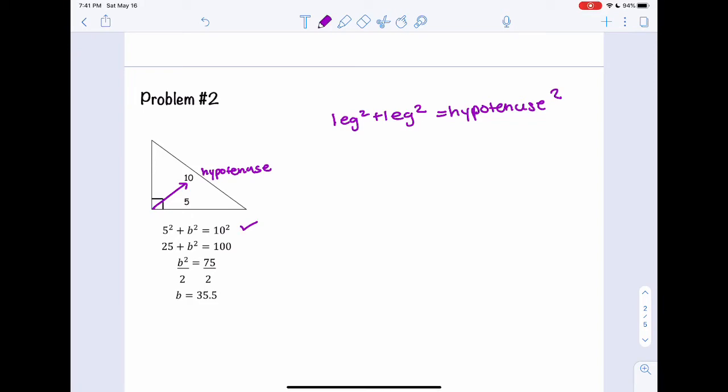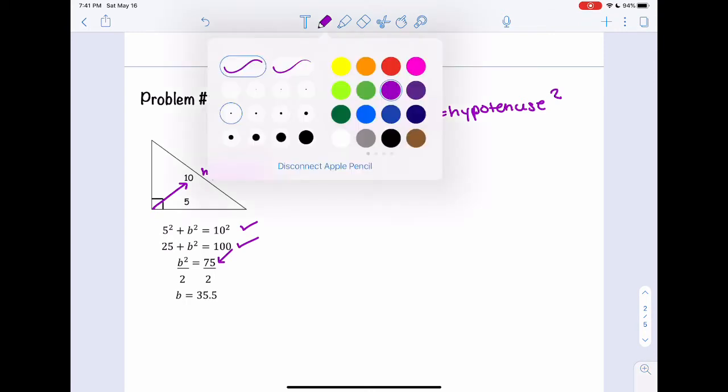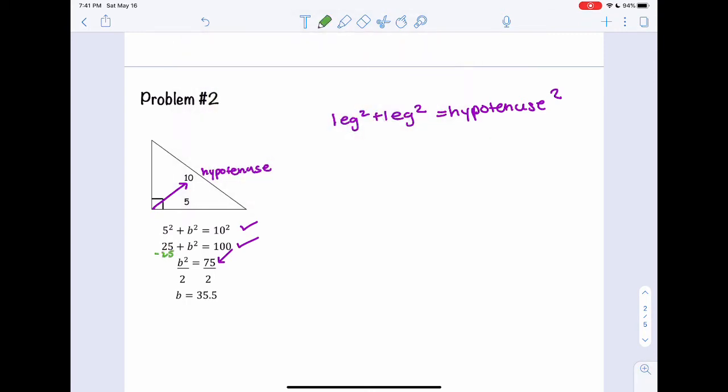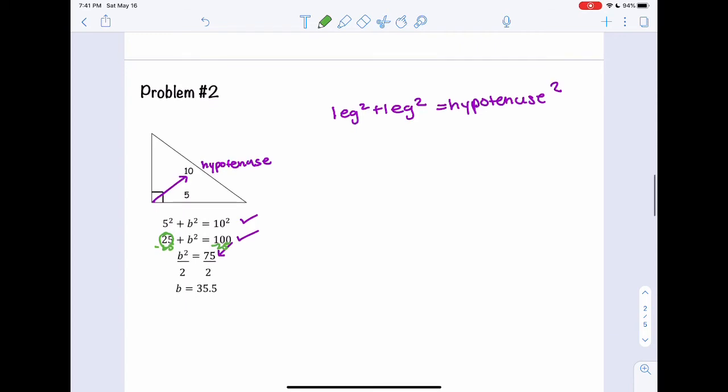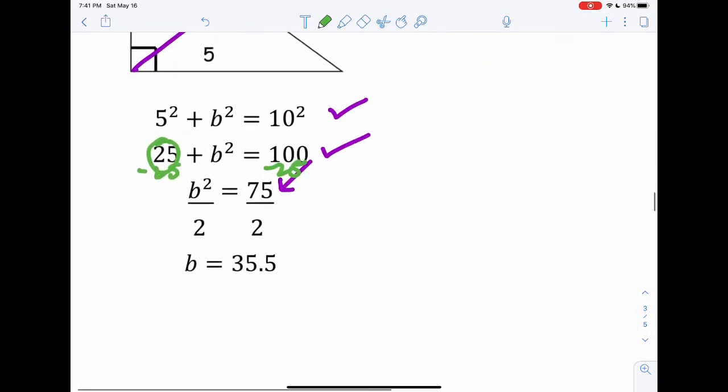5 times 5 is 25, 10 times 10 is 100. Good. Second step. Okay, now here, it looks like they have b squared equals 75. How do you think they went from this step to this step right here? Yeah, they probably subtracted 25 to both sides. And this is 0. 100 minus 25 is 75. Okay, now let's look at this step right here. They have a fraction bar, which means to divide, and it looks like they're dividing by 2.